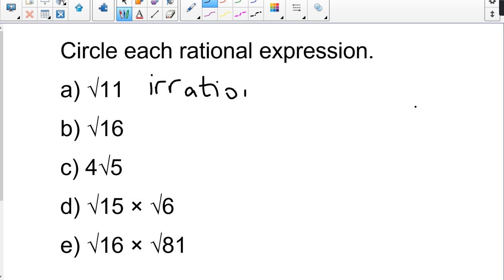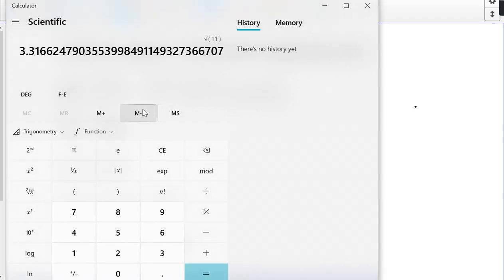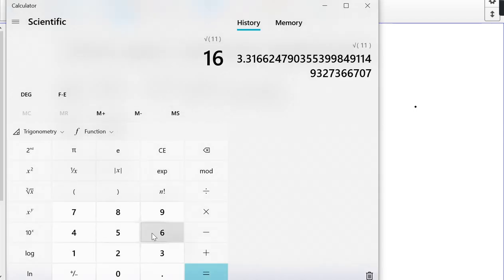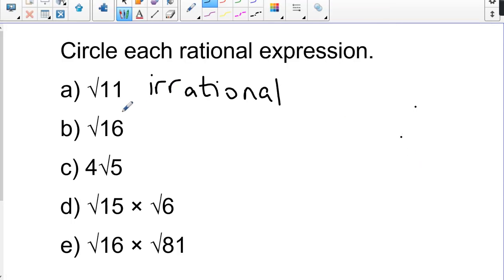Let's try that for choice B, root 16. So I'll put in 16 and I'll put in square root. And look, I get 4, a nice easy whole number. I can definitely write that as a fraction. So I see that 16 is rational.